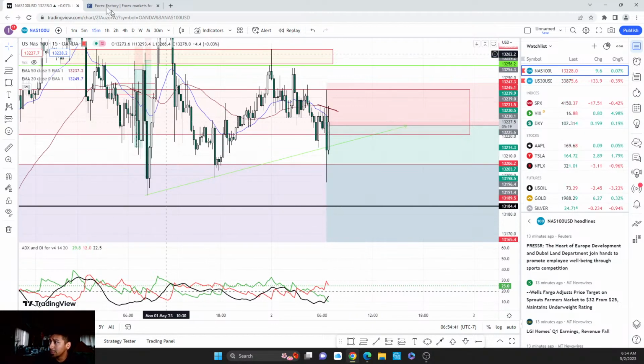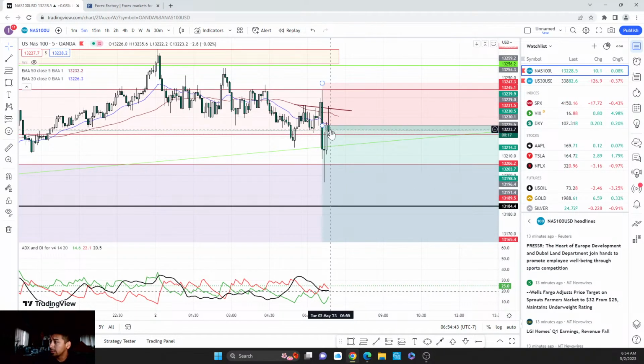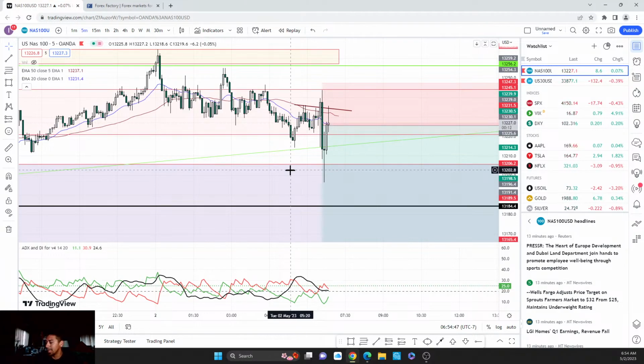15 minute looks pretty bearish still. 5 minute looks pretty good, if it could stay this way. Not that way. That way is okay, but that's still pretty bullish right there.